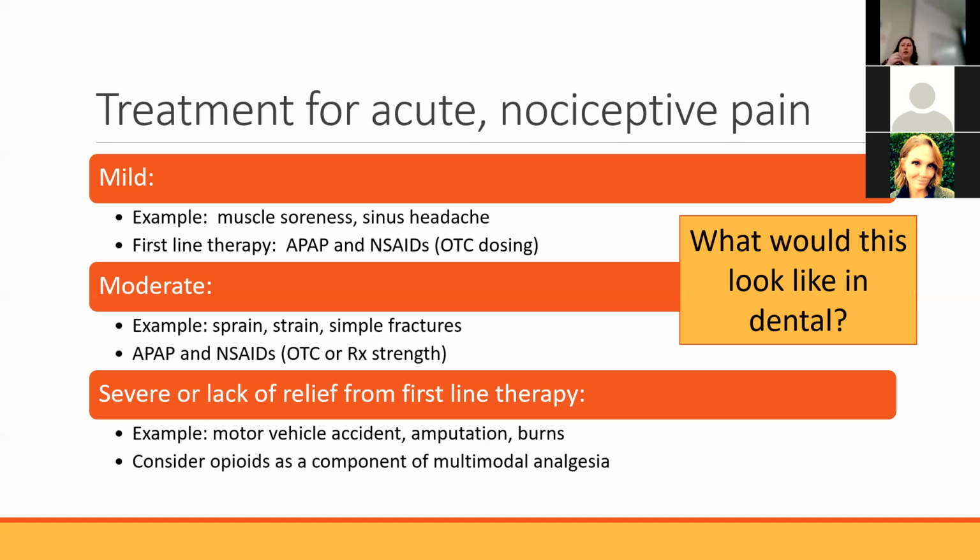And then for things that either the pain does not go away with that initial treatment, or that's more severe in the first place, that's when something like opioids are going to be considered. So I am definitely not an expert at this, but like what would fit into each of these categories for like some sort of dental pain?